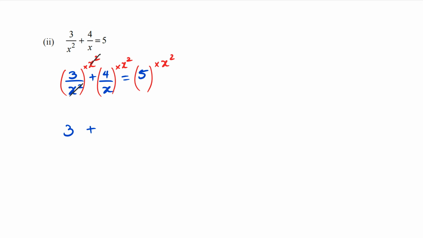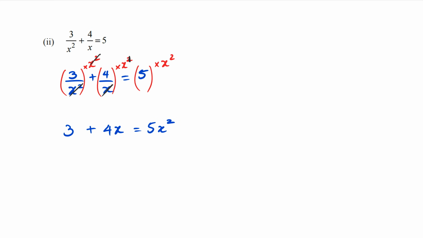Plus, I've got x squared in the numerator, so this gets written as an x in the denominator, because I'm cancelling out just one of them. So it ends up looking like this, as 4x. And finally, this is all equal to 5 times x squared, which is 5x squared. Okay, so all I've done is multiply each of those elements by x squared.